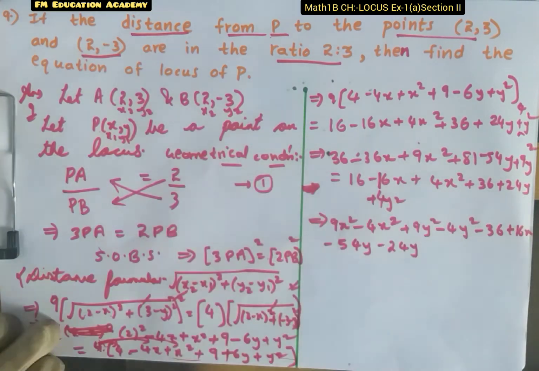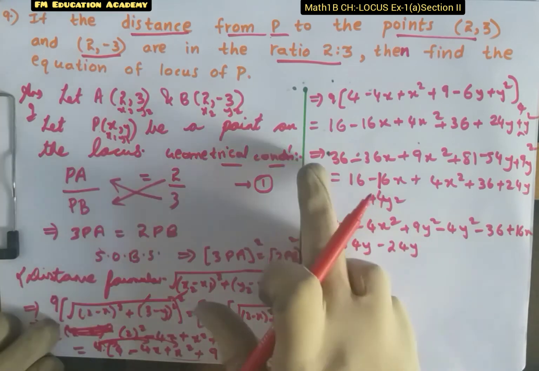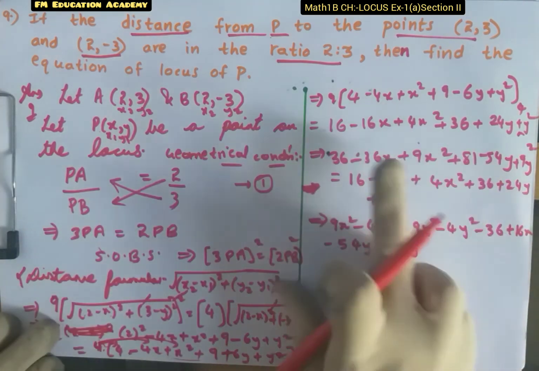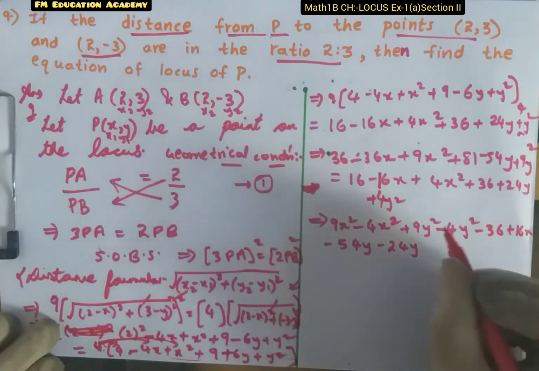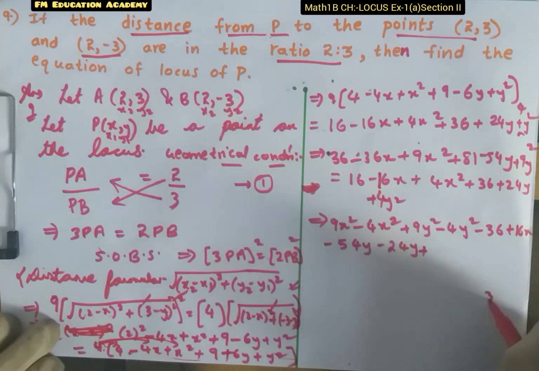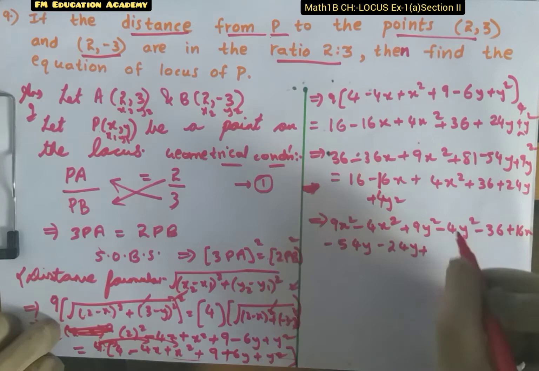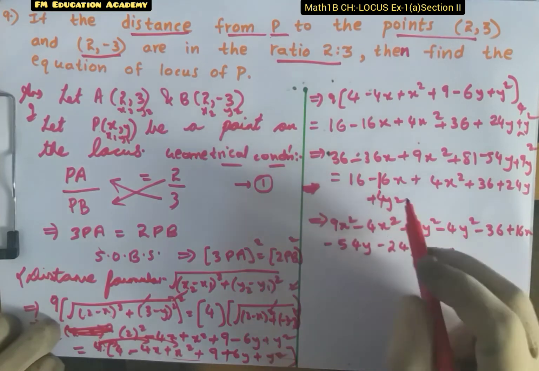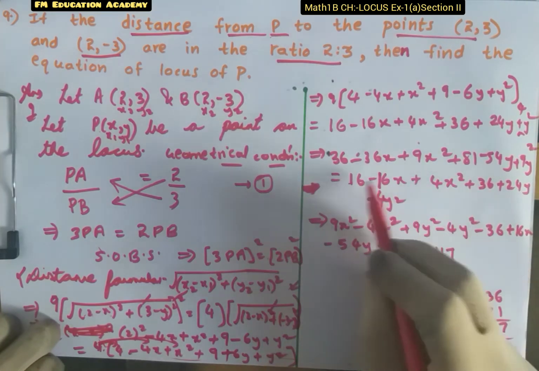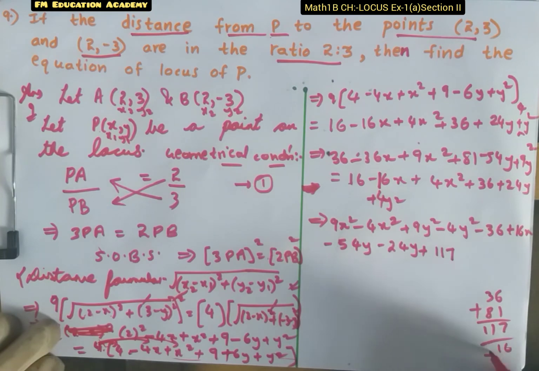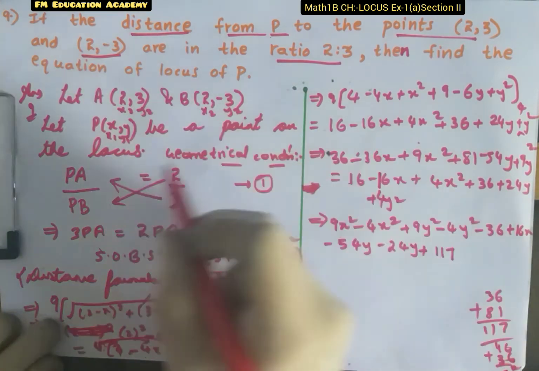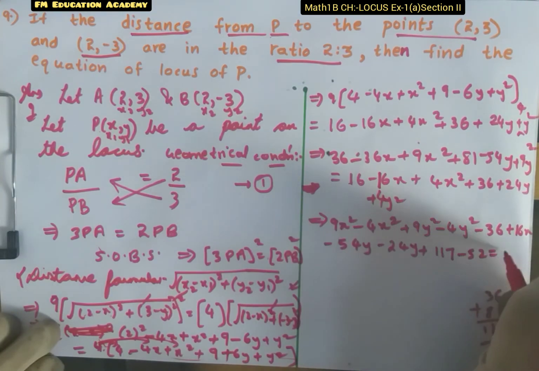Then what are we left with? We are left with constants. Here we have plus 36, here we have plus 81. 36 plus 81 is 117. So 117. And here we are left with 16 plus 36. 16 plus 36 is 52. So plus 52, if we take that side, it becomes minus 52 is equals to 0.